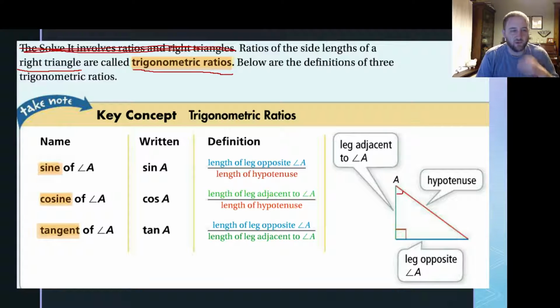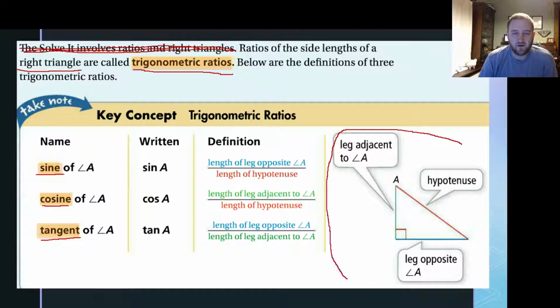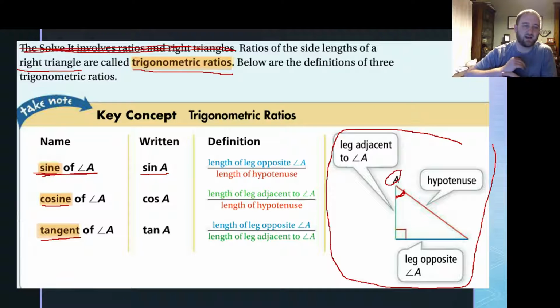So we've got 3 definitions of trigonometric ratios. There's sine, cosine, and tangent. Okay? These only work for right triangles, by the way. Okay, so we've got our right triangle right here, and we've got angle A right here. That's this angle right here is angle A. So the sine of A, you can write it as S-I-N A. It looks like sin A, but it's actually pronounced sine of A.